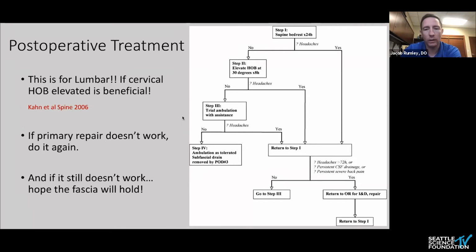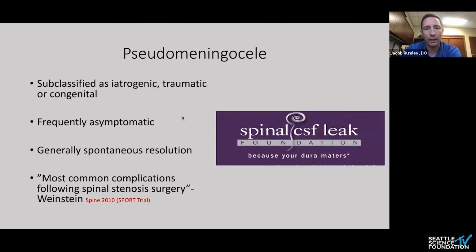But in the end, the goal is if the patient can't get up and get walking within a couple of days, they're having continued spinal headaches, they're having symptoms, then you probably need to go in and do it again. And always close the fascia tightly, because if that can hold it, that may be the thing that gets your patient up and walking again, because they can form a pseudomeningocele. Pseudomeningoceles, it's a collection under the fascia. You've contained it. They're probably going to be able to do just fine.